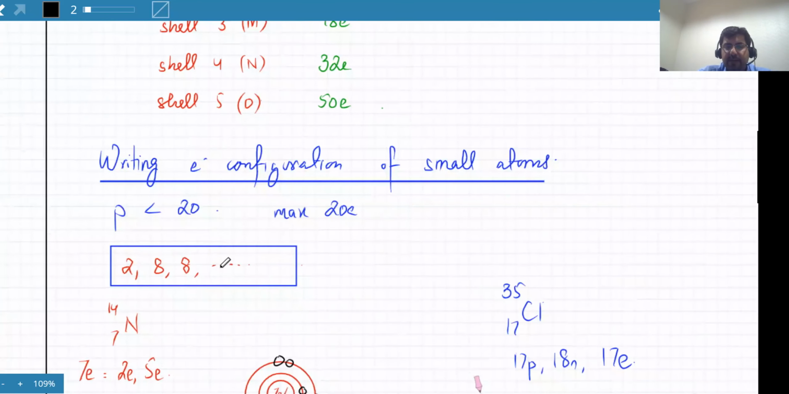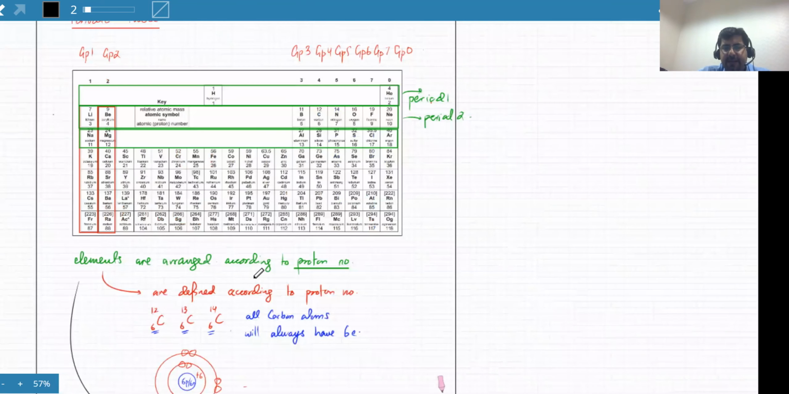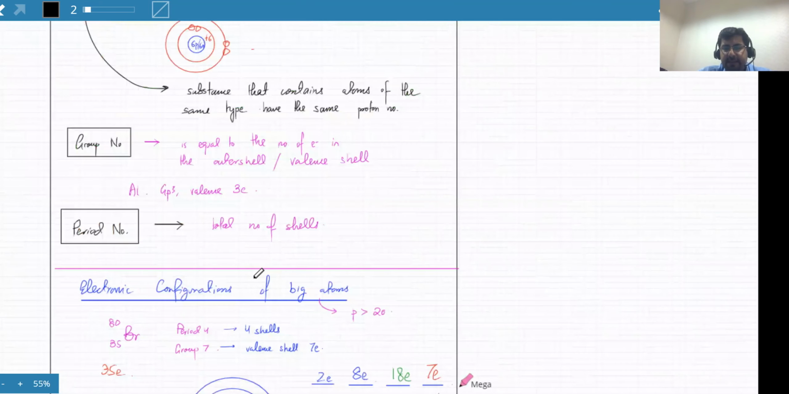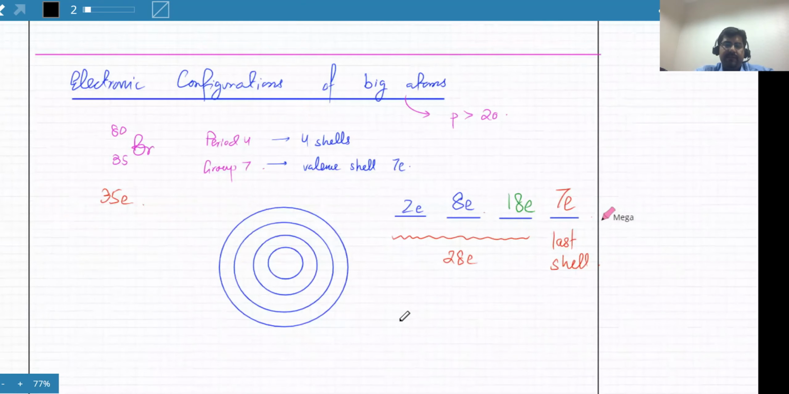We were following the 2-8-8 method because the first 20 elements did not have enough electrons, so the shells were not getting filled up. So for the first 20 elements, we were just using the 2-8-8 method. But now for bigger atoms, remember that the third shell can have a maximum of 18 electrons. So this is what you're going to do.